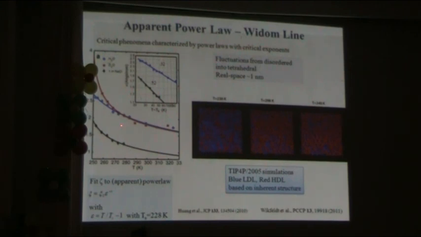Here are the data for H2O, for D2O, and for a 1 molar solution of sodium chloride. We can fit an apparent power law to the correlation length, where we use the temperature 228 Kelvin, similar to the isothermal compressibility and CP. So it seems that even in the correlation lengths we have a critical behavior. But also that for D2O we would be closer than for H2O.